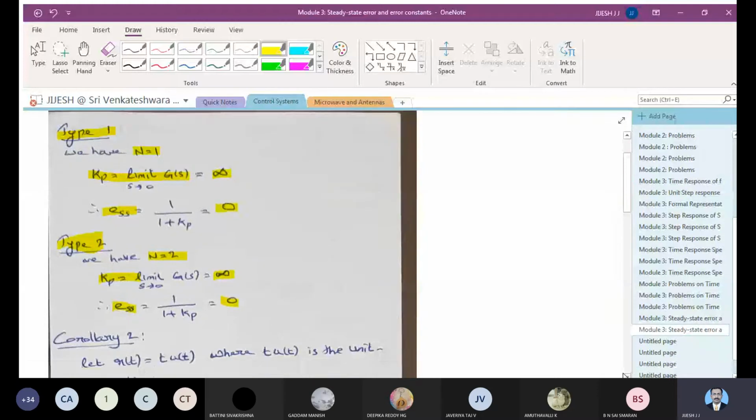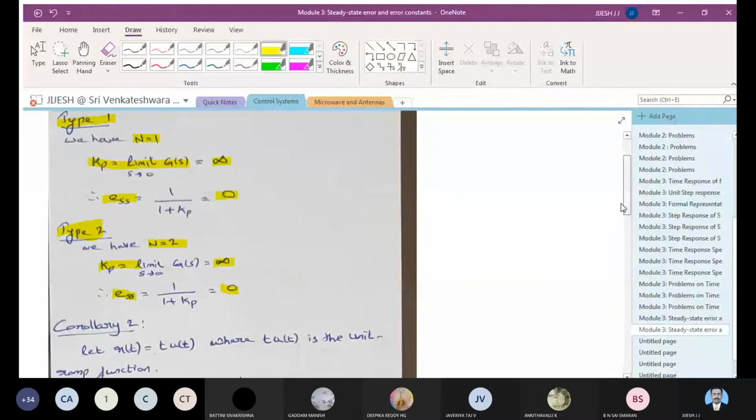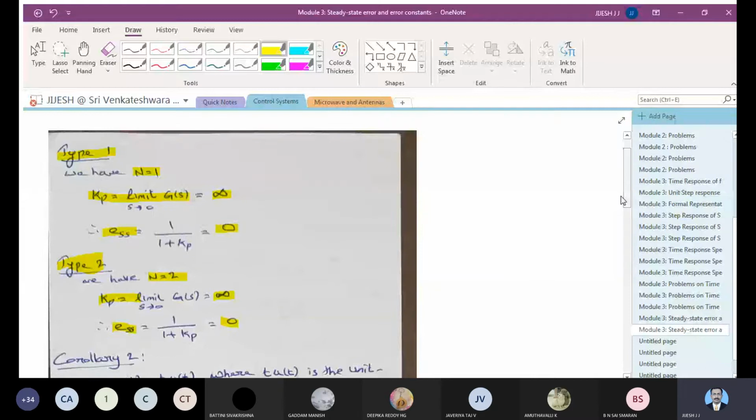Now what is the next function? We have done with step response. Next function is which one? What are the three things we have studied? Step, unit step, then at the starting of this module we called them test signals. Ramp function and parabolic function. So let us go with case 2 or corollary 2 with a ramp function.